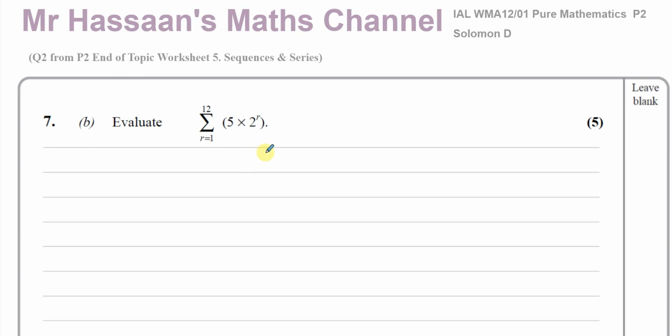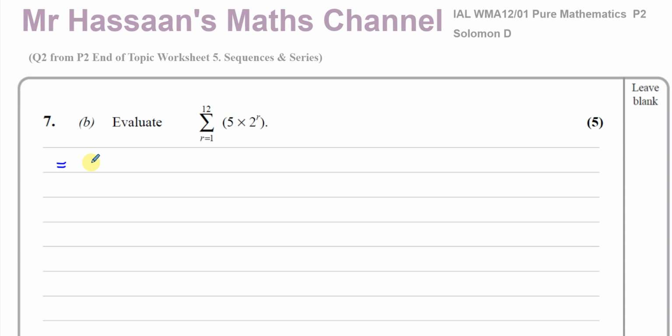So this question here is asking us to evaluate the sum of all the terms that are generated when you replace the integers from 1 to 12 instead of r in this expression and add them together. That's what this basically means. This means the sum of, and you replace the numbers from 1 to 12 instead of r in this expression and add them together.